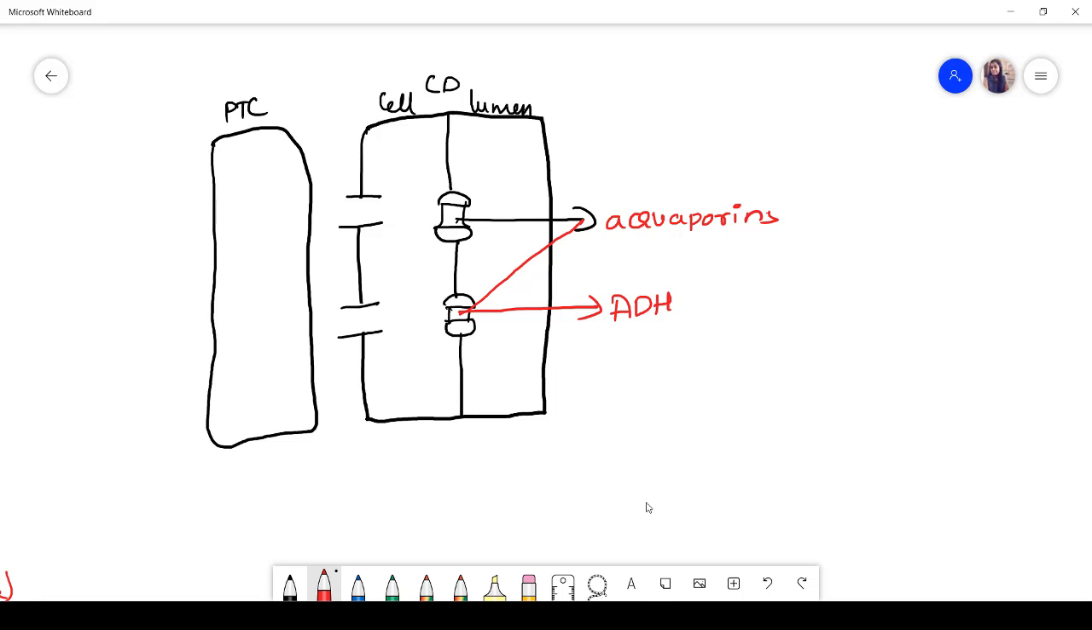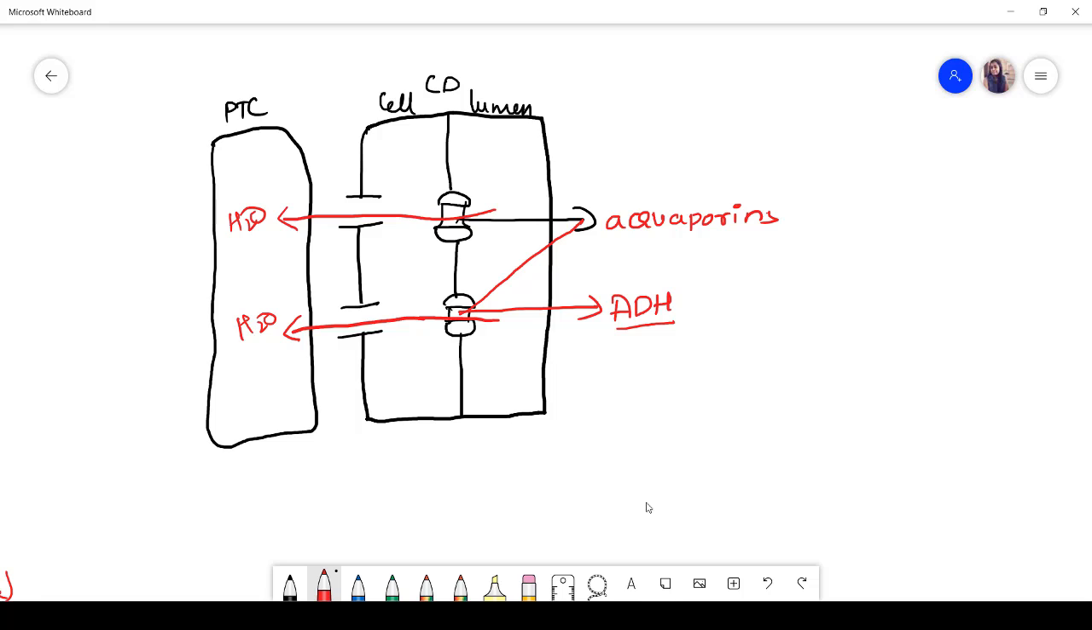If I am not taking any water, we have to store water, right? So in the collecting duct you will have more water. So this aquaporin will get opened. This antidiuretic hormone will activate these aquaporins. These aquaporins will transfer water into the peritubular capillaries. So water is reabsorbed into our capillaries, so that we won't lose so much water from our body.